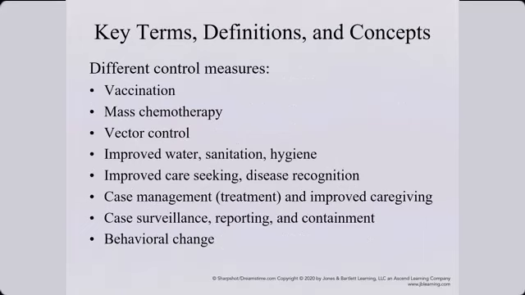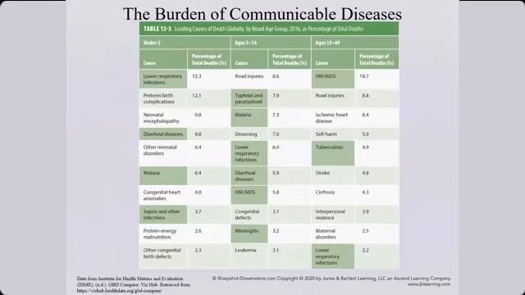This slide shows the leading causes of death globally by age group and shows you the percentage of total deaths. In 2016, lower respiratory infections had the highest percentage of total deaths, and other congenital defects had the lowest.